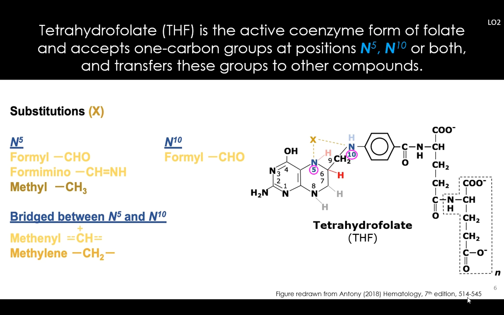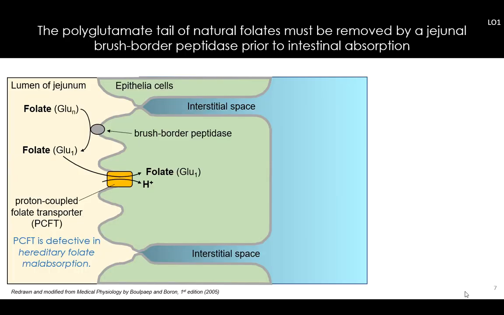Note that the individual hydrogen atoms at position N5, shown in faded red, and N10, shown in faded blue, are not present in THF derivatives that contain substitutions at these positions. For example, the hydrogen atom shown in faded red at position N5 is present only in unsubstituted THF and N10-formyl THF. The polyglutamate tails of natural folates must be removed by a jejunal brush border peptidase prior to the transport of the monoglutamate form of folate into intestinal epithelial cells by a proton-coupled folate transporter called PCFT.